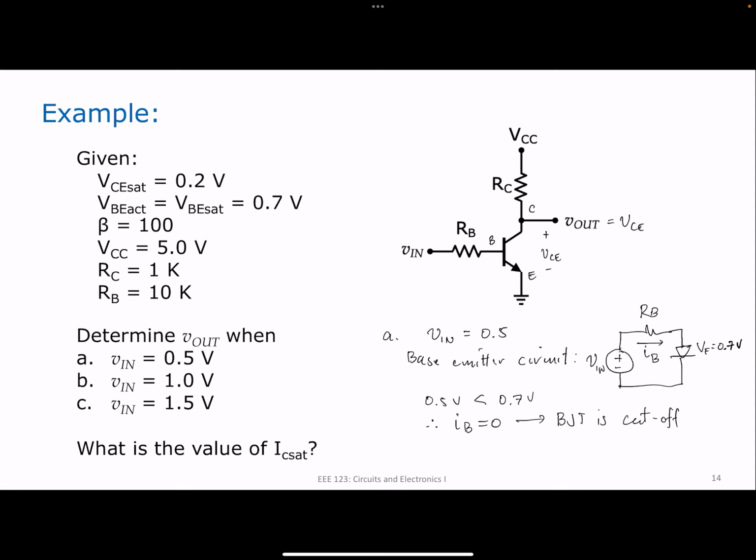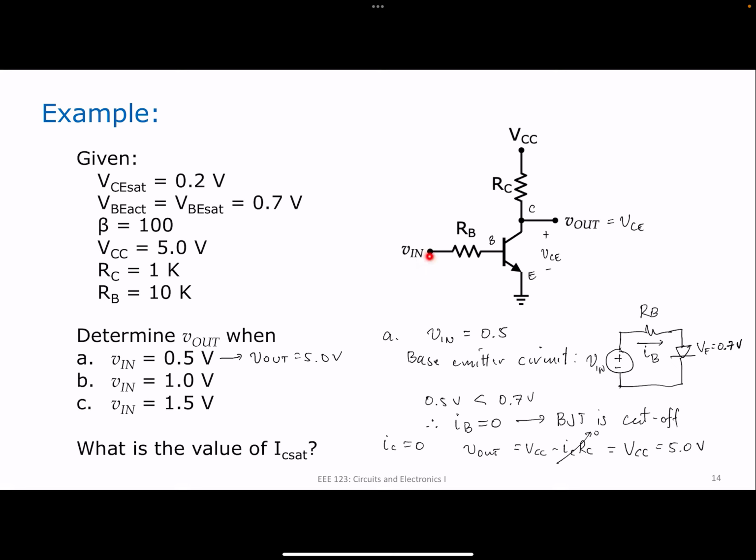If the BJT is cut off, I sub C is also going to be equal to 0. Now, what is V out? V out is VCC minus ICRC. But this is 0. So V out will just be equal to VCC, which in this case will be equal to 5 volts. So for letter A, V out is equal to 5.0 volts. That's how you solve for letter A. Okay, let's go to letter B.